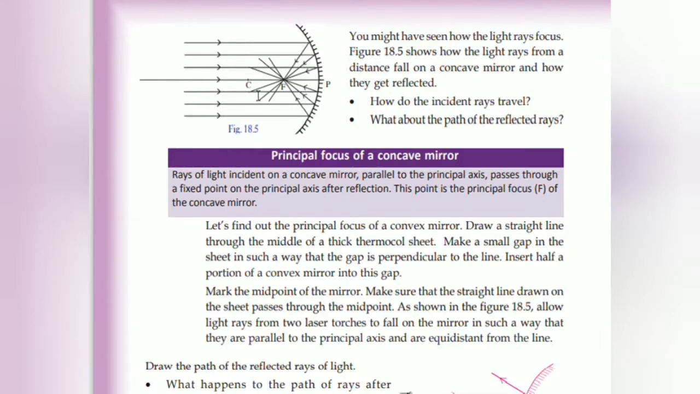If you are considering this, C is the center of curvature and F is the focus. P is considered as the pole. Principal focus of a concave mirror. Rays of incident light on a concave mirror parallel to the principal axis pass through a fixed point on the principal axis after reflection.